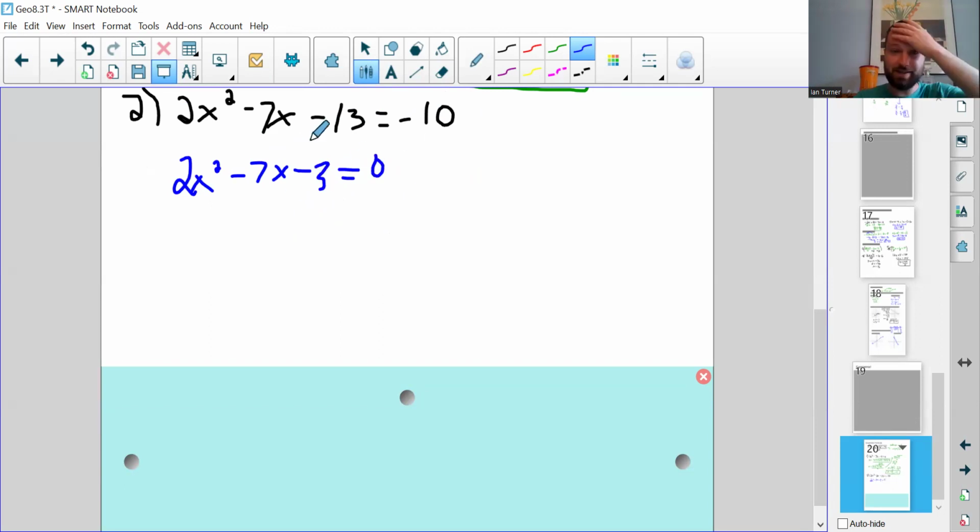Okay, now we're good. We added the 10 where it's equal to 0. We got it all lined up: x squared first, then x, then the number. And now let's throw it in. So negative b, again, it turns positive.